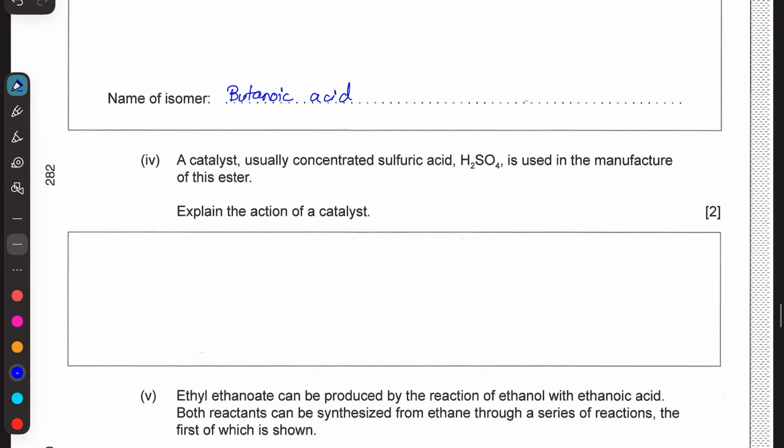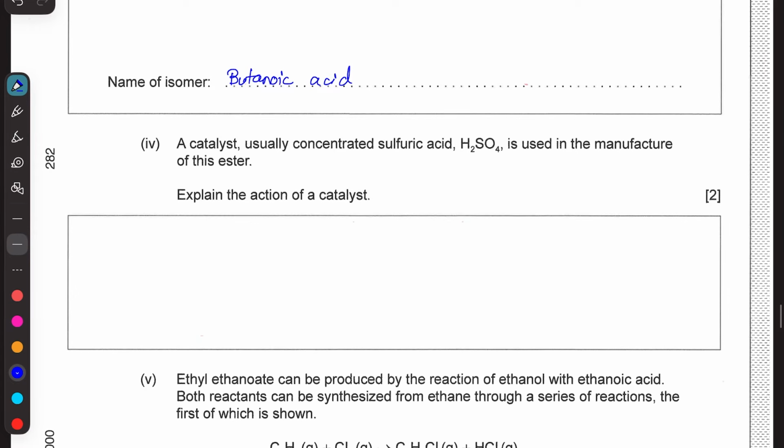Next, a catalyst, usually concentrated sulfuric acid, is used to manufacture this ester. Explain the action of the catalyst. So a catalyst lowers the activation energy of a reaction by providing an alternative reaction pathway. For 2 marks, you have to write it in a slightly different fashion.